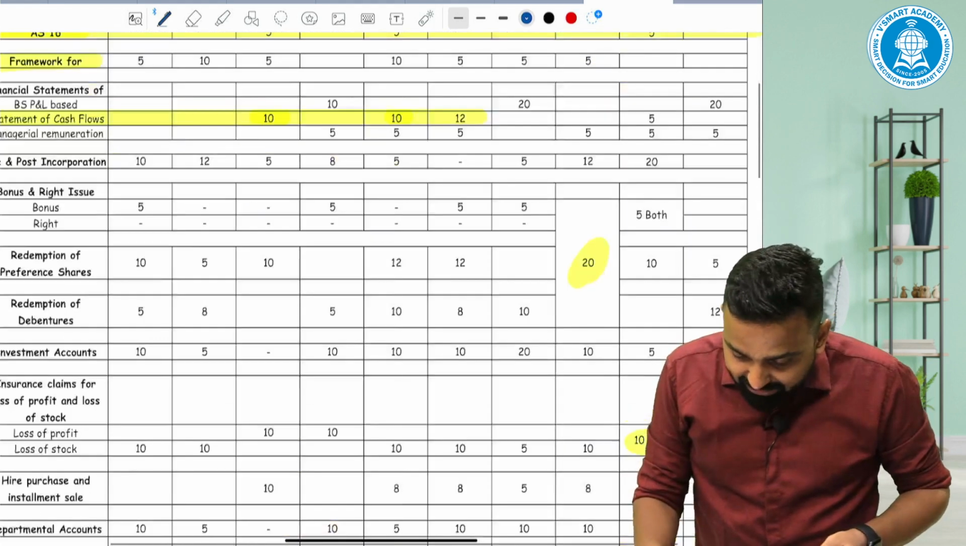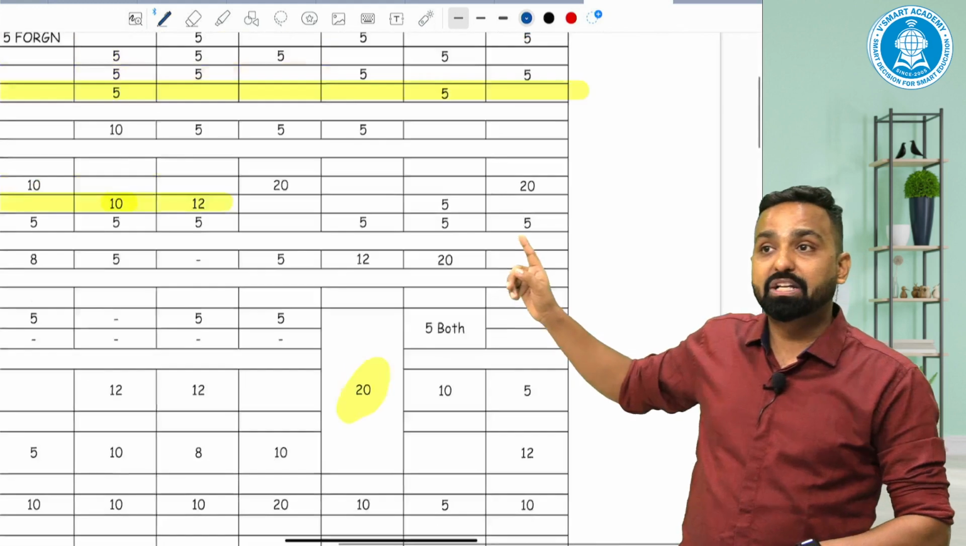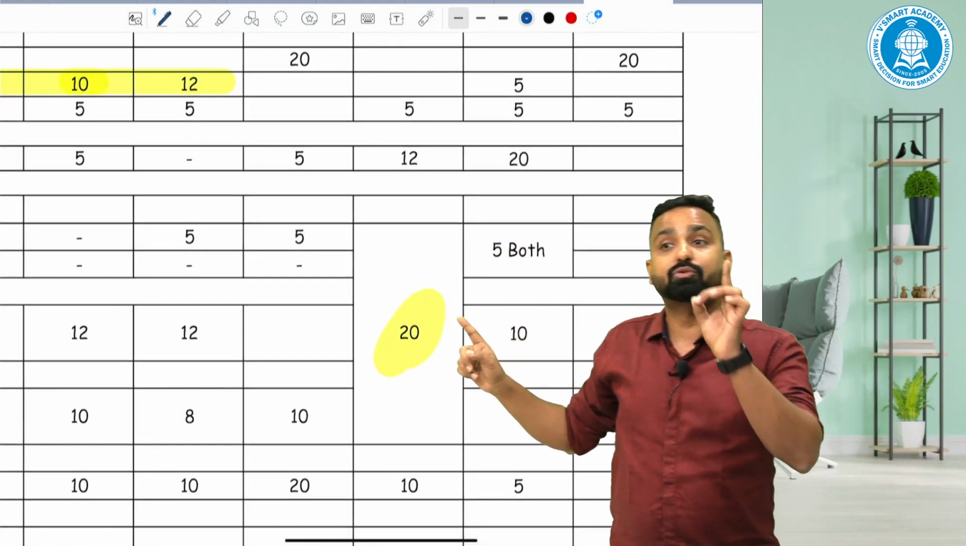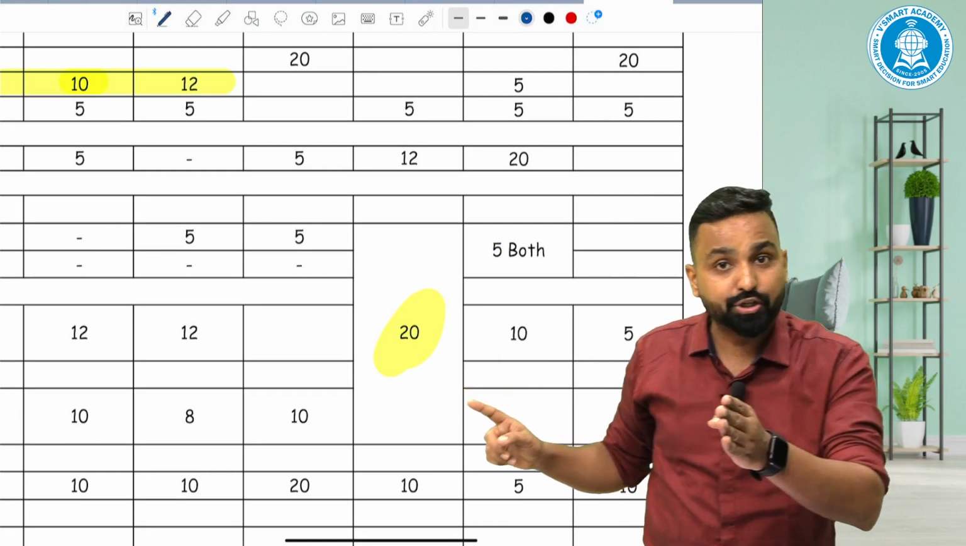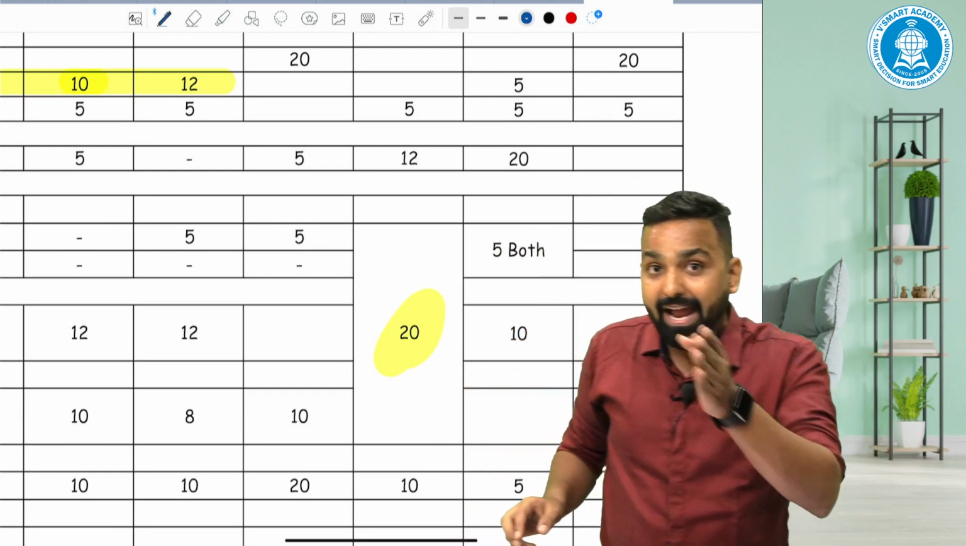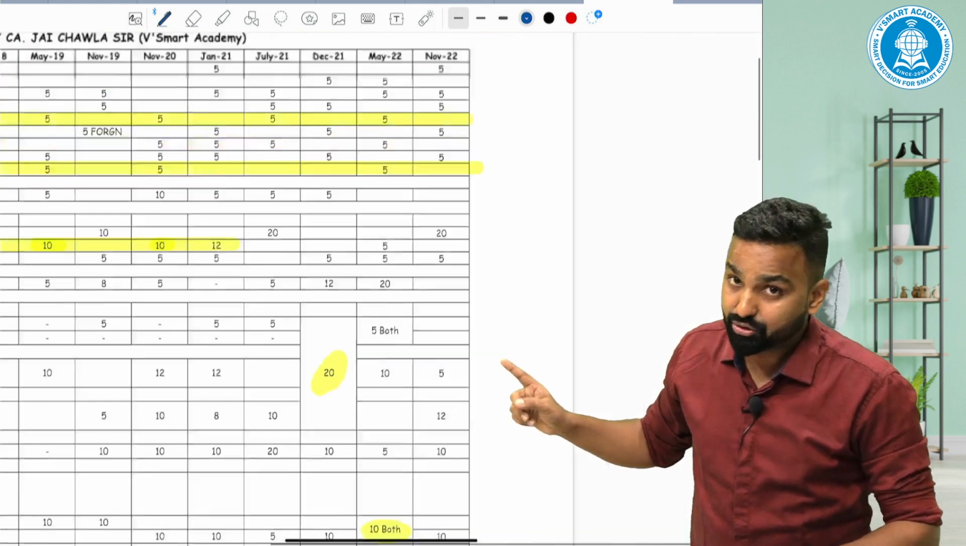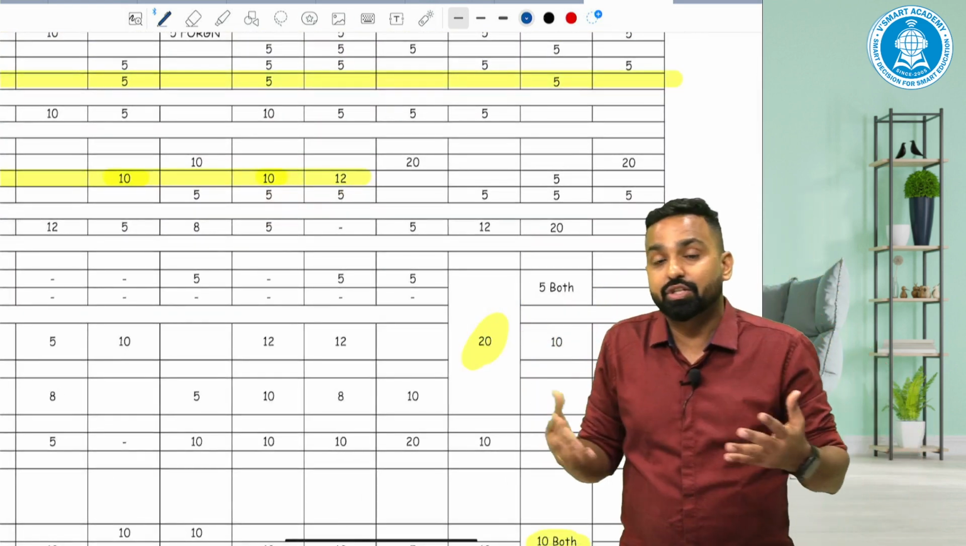Other than that, in a particular attempt like December 21, they have asked a 20 marks combined question on bonus issue, redemption of preference shares and redemption of debentures. That was a combined question of 20 marks. So they may ask a combined question on them.